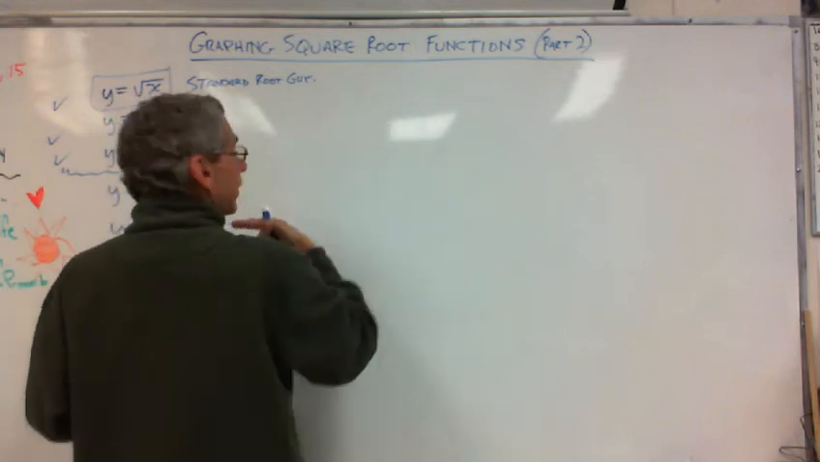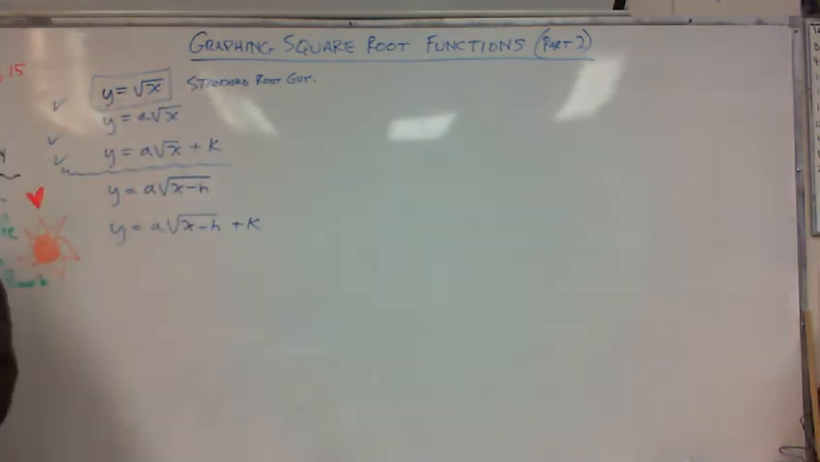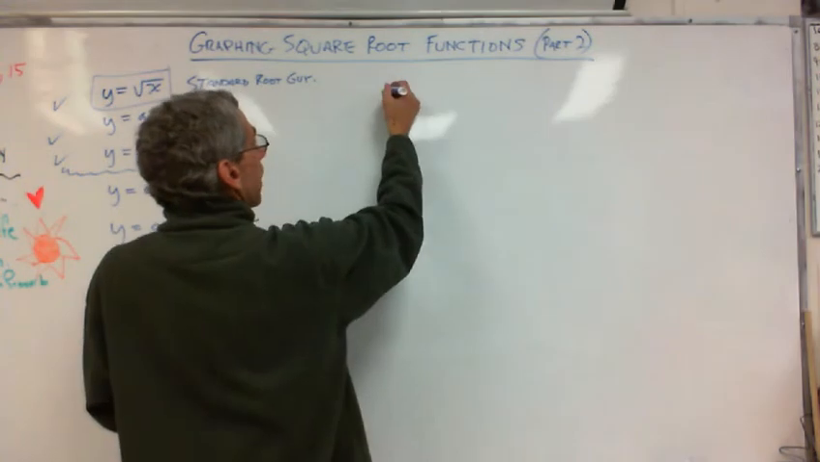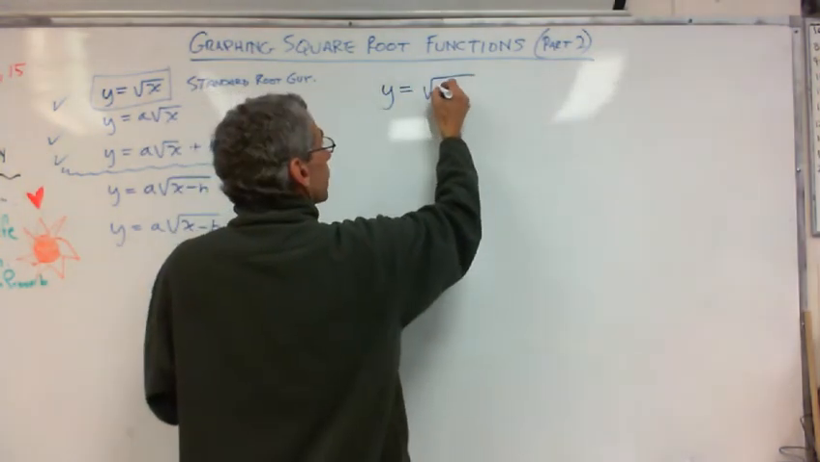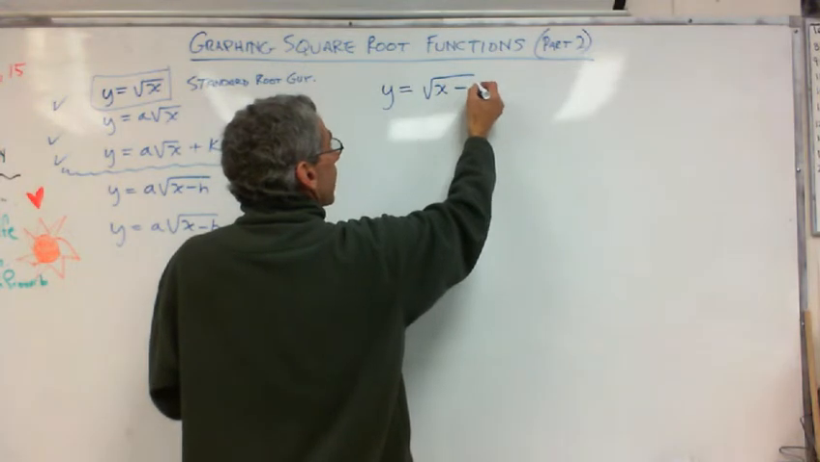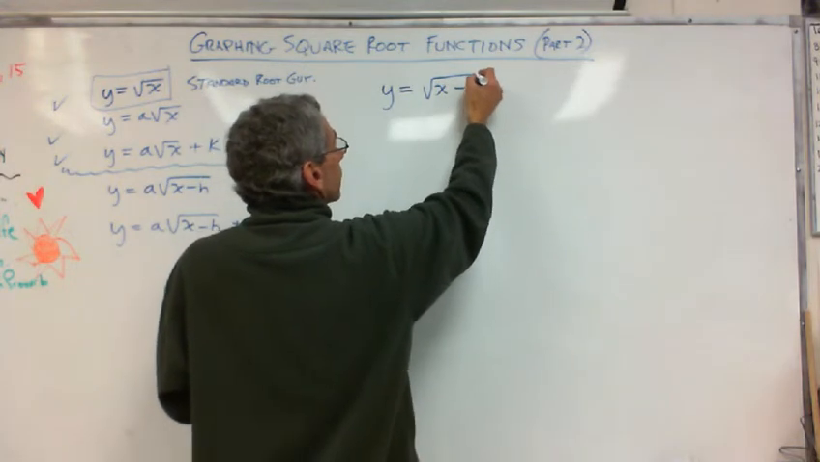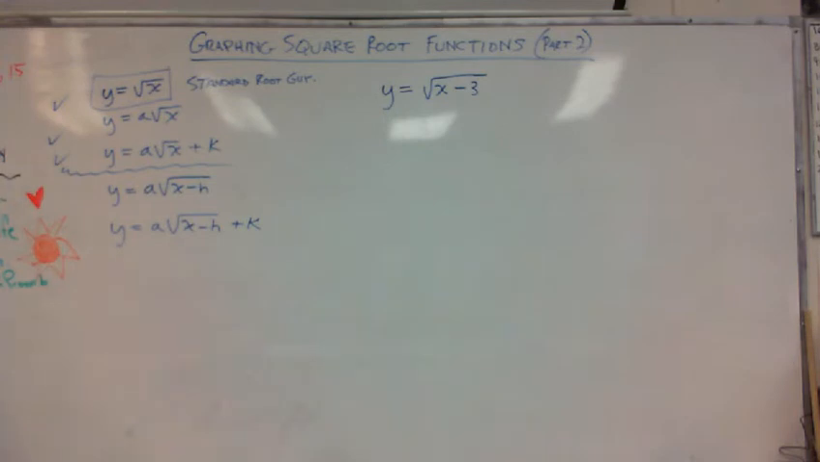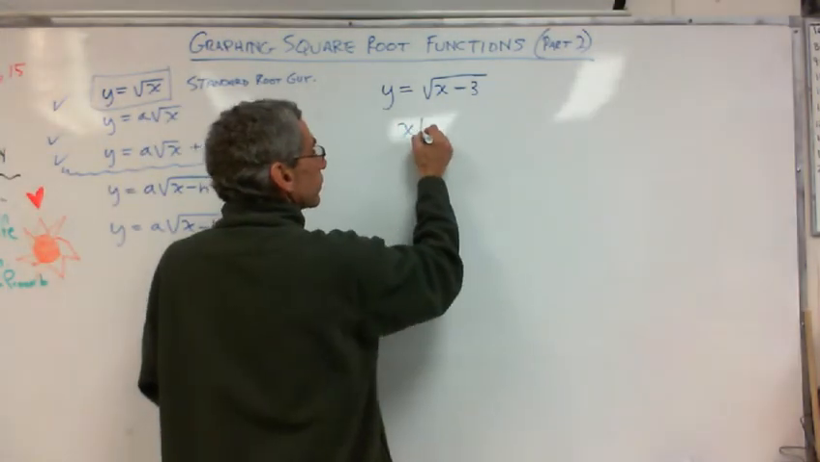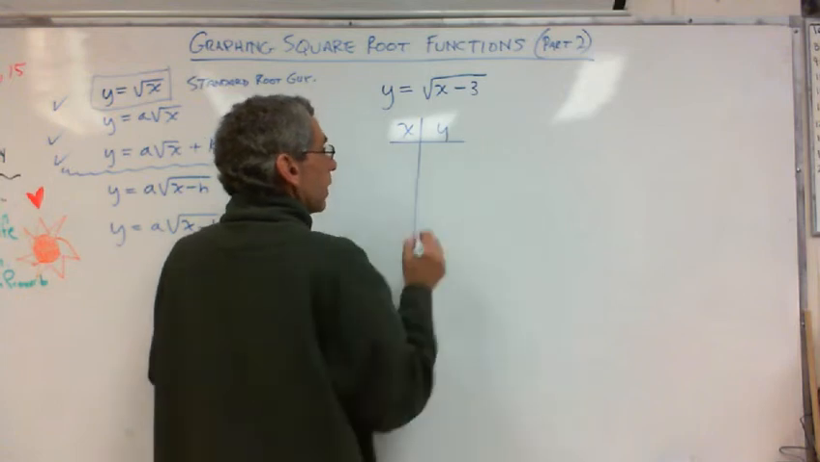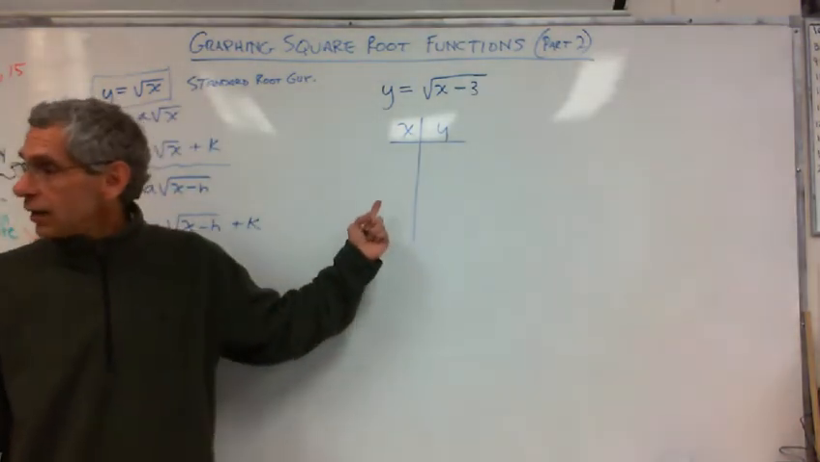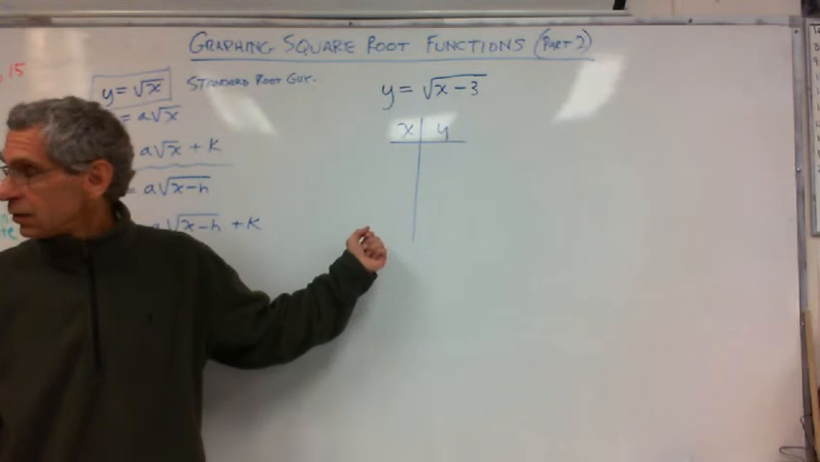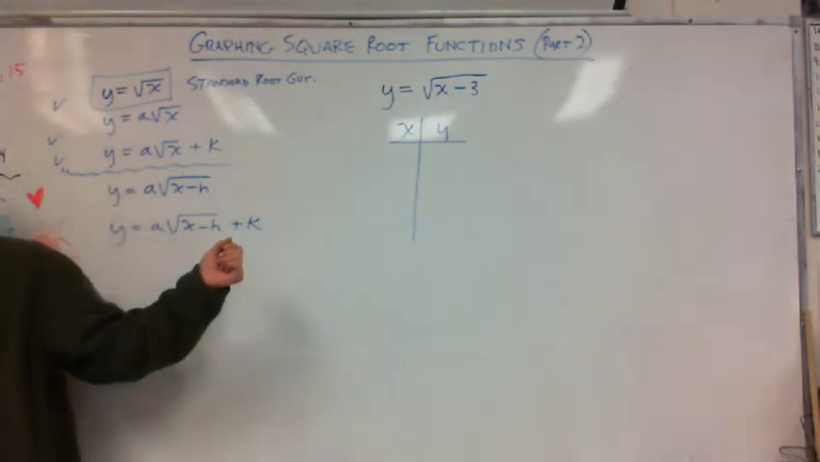Okay, so I'm going to keep a as 1 for now. I'm just going to make it really simple. So let's say we have y is equal to the square root of x minus 3. Y is equal to the square root of x minus 3. And we're going to do a t-chart. Now, if you're going to do a t-chart, it's the x's you choose, right? You get to choose your x's.